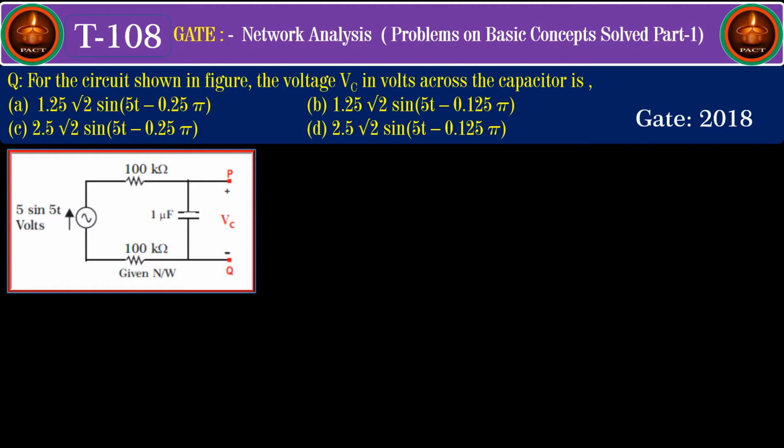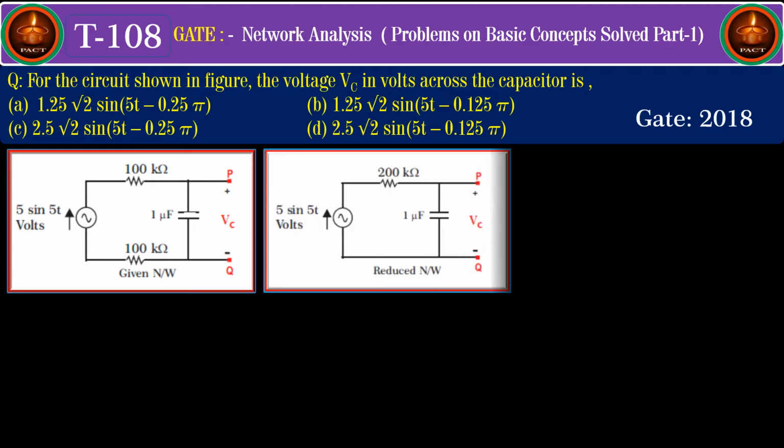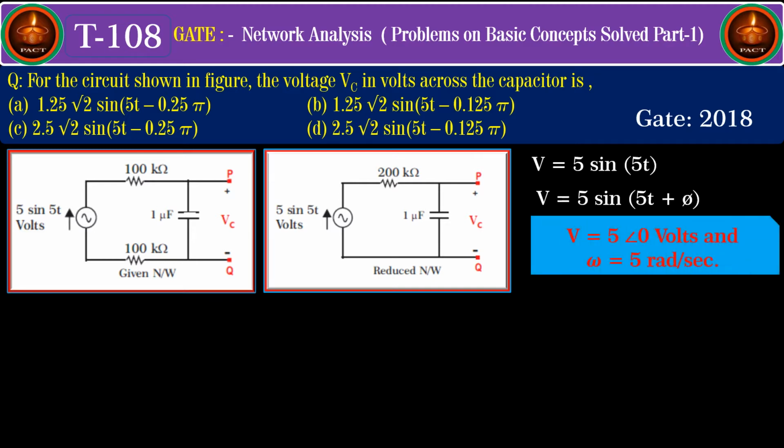If you observe the given circuit, you find that two resistors of 100K are in series and their equivalent is 200K. So, incorporating this, the reduced diagram is shown here. We know the applied voltage V is equal to 5 sin 5t volts and it can be written as 5 sin(5t plus phi). Phi is the phase angle and here it is 0. So from the equation of the applied voltage, we get phi is equal to angle 0 degrees and omega is equal to 5 radians per second.